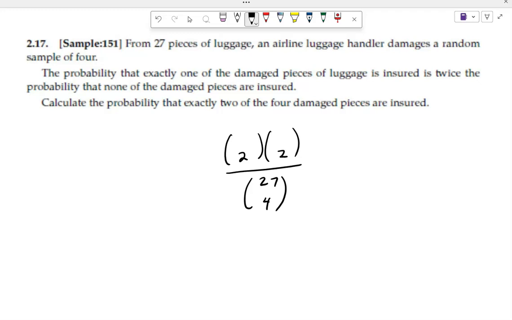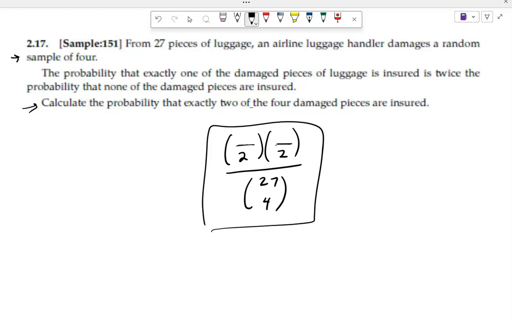So the denominator comes from that sentence, and the numerator comes from that sentence. From a group of 27, we're choosing 4. That's how I got the denominator. Calculate the probability of exactly 2. That's where this numerator is coming from, but I don't know how to fill in these gaps yet. I don't know what those numbers are because I don't know how many are insured or how many are uninsured.